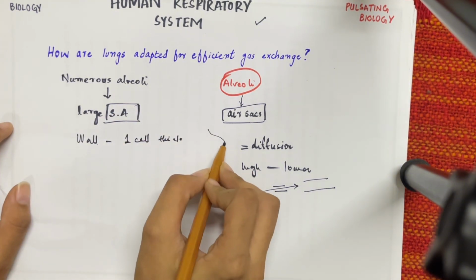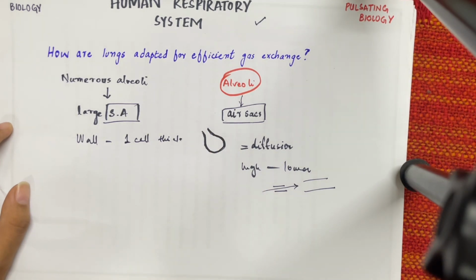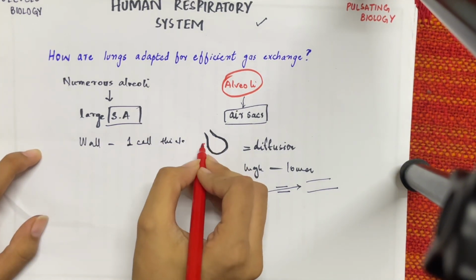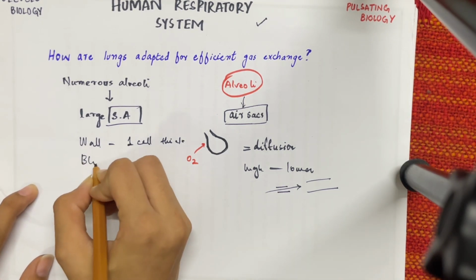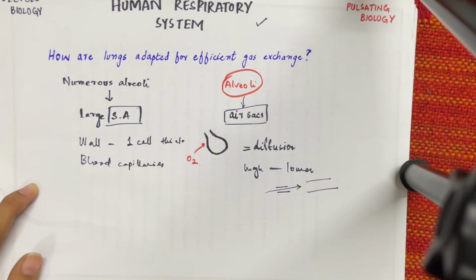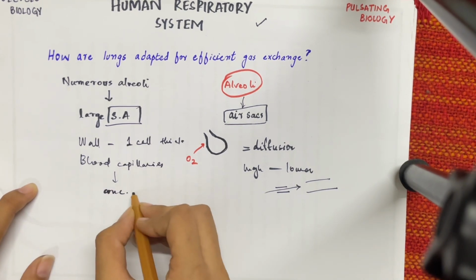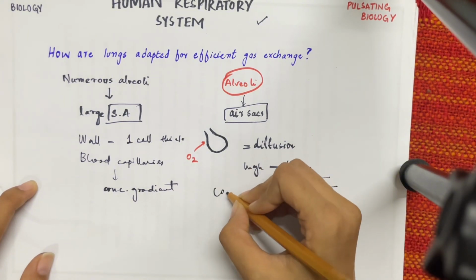Alveoli are sac-like structures, and a thin film covers those structures. What is the purpose of this? This allows the oxygen to dissolve into it. And the walls of the alveoli are richly supplied by blood capillaries. This blood flow maintains the concentration gradient, which helps to perform the diffusion, so oxygen dissolves in and carbon dioxide diffuses out.